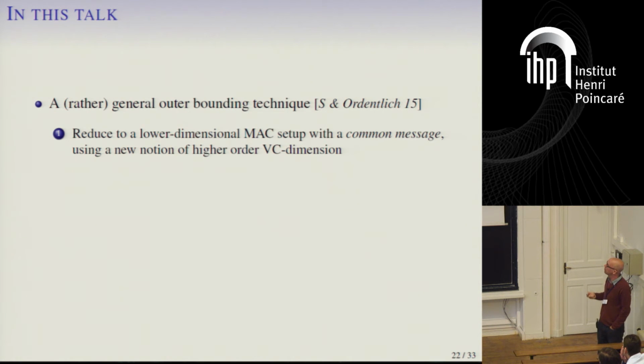So the first step, we take this MAC setup and reduce it to a lower dimensional MAC setup that has a common message, so that the transmitters can actually cooperate. In the original setup, the transmitters cannot cooperate, but in a sense they do cooperate, in the sense that their 2 codebooks have to be really well aligned somehow, right? So this reduction tries to capture this cooperation and bring it into real cooperation over some outer MAC. This is the first step, and it uses some notion of higher order VC dimension that I'll define.